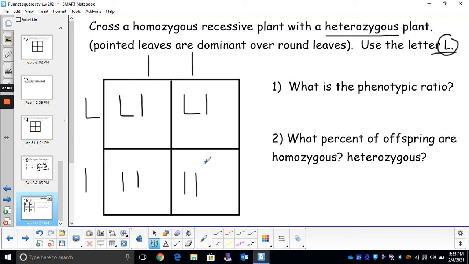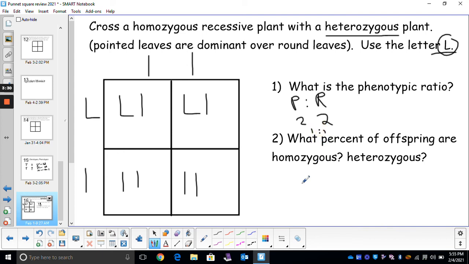These two would not. So for pointed leaves, I have 2 pointed leaves. And then how many round leaves do I have? Both recessive alleles right here. I have two round plants. So my phenotypic ratio, my physical appearance ratio, is 2 pointed to 2 round, or 2 to 2, or I could say that's a 1-to-1 ratio.